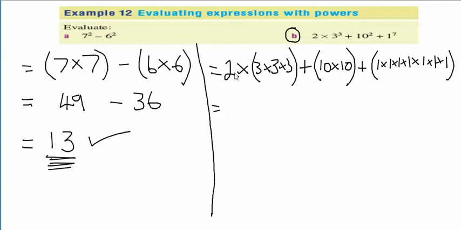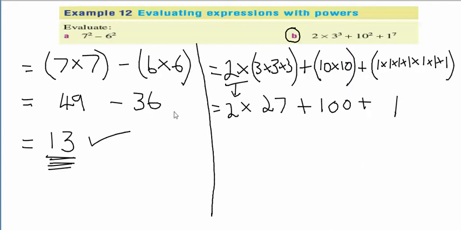So this 2 times can just drop straight down because I'm not dealing with that yet. I've got to expand or evaluate all of these ones that I've already got here. So 3 times 3 times 3, so 3 times 3 is 9. 9 times 3 is 27. Now I can get rid of the brackets. Plus 10 times 10, which is 100. And plus 1 times 1, 7 times is just simply 1.